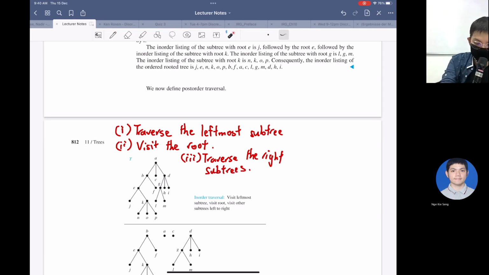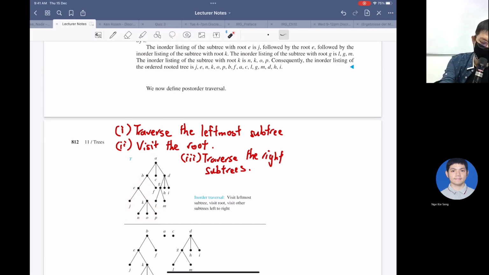Okay, so now it's a bit different already. Yeah? So we don't visit the root first anymore. Okay. So first we traverse the leftmost subtree. Only then we visit the root. So we need to traverse this leftmost subtree first. To traverse this leftmost subtree, it's still a tree, so we need to go through this algorithm. So I need to traverse the leftmost subtree and then visit the root. But to traverse this leftmost subtree, we need to traverse the leftmost subtree.